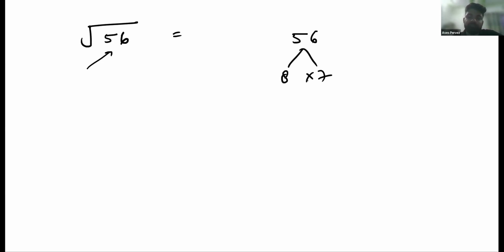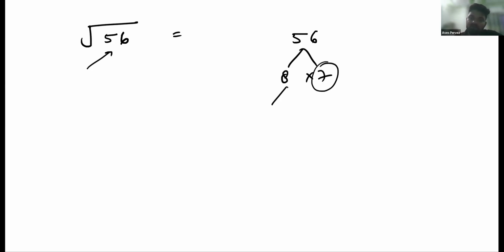Is 7 prime? No. So can you tell me the two numbers whose product is 7? 7 is a prime number. 7 is divisible only by itself or by 1. It does not have any other factor. It is neither divisible by 2, nor by 3, 4, or 5. It is only divisible by itself and 1. So it is a prime number.